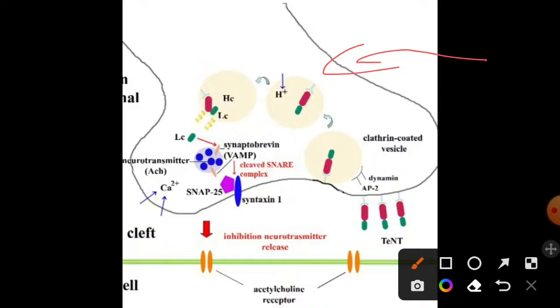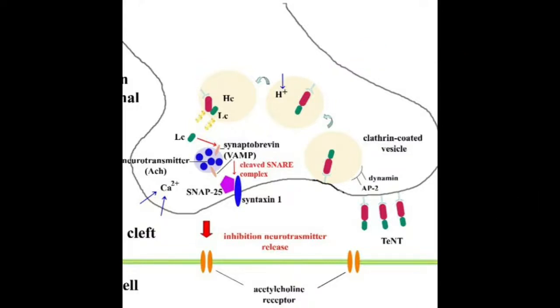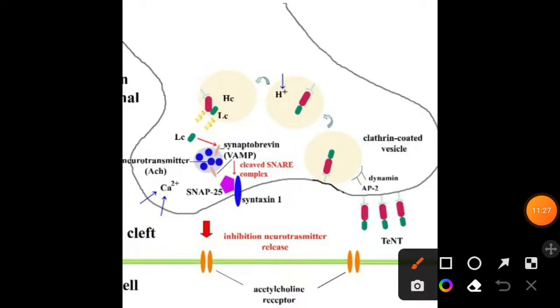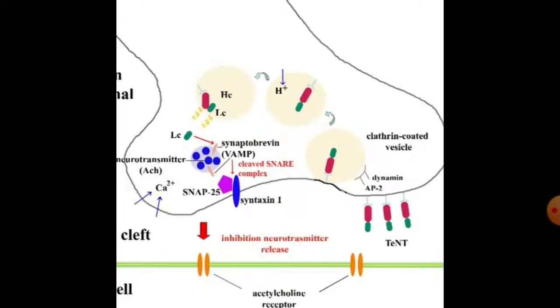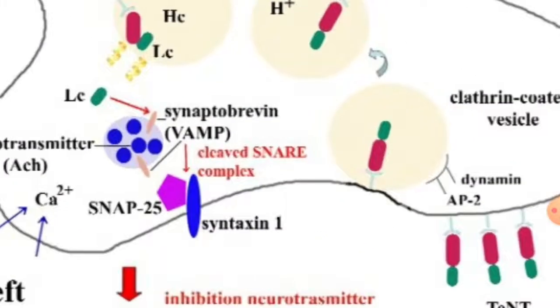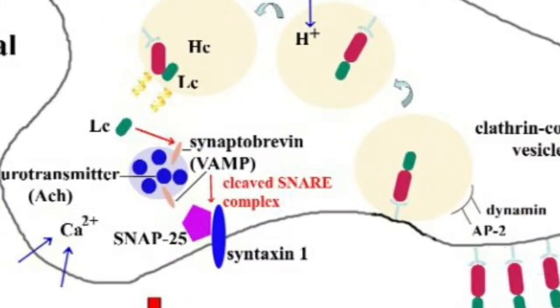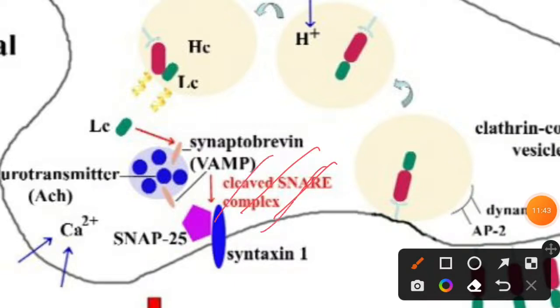That is very important to remember, that the Tetanospasmin will enter inside the Renshaw cell, which is an inhibitory neuron. Okay, that is very important to remember. After entering inside the Renshaw cell, it will cleave the SNARE complex.